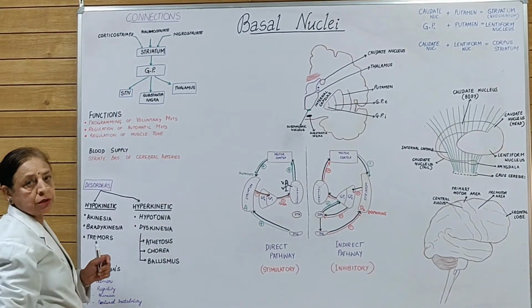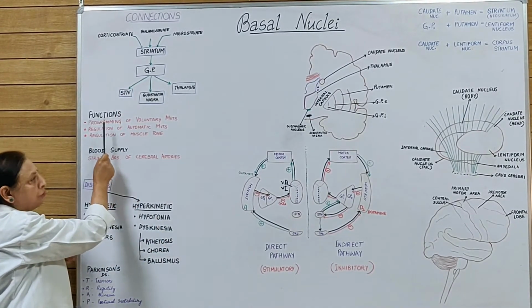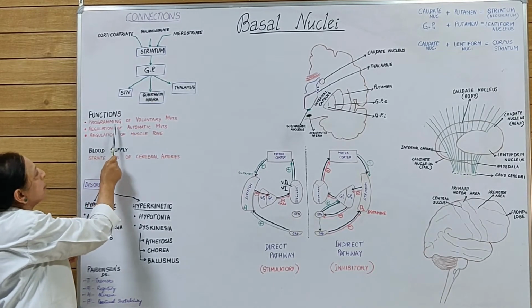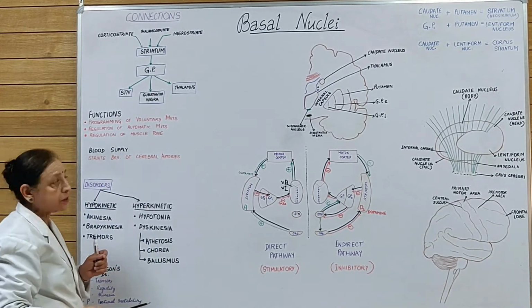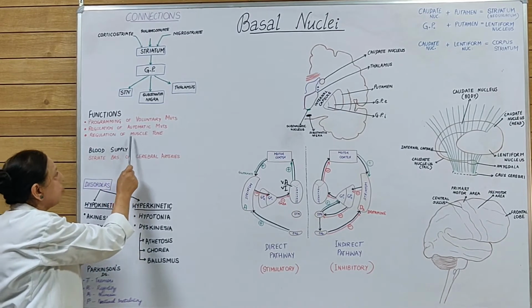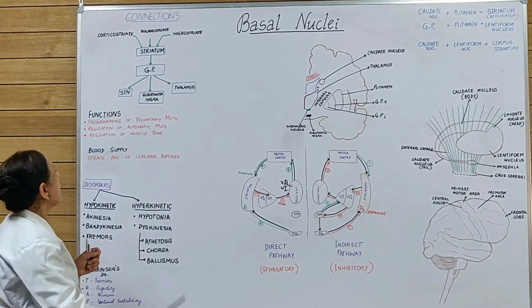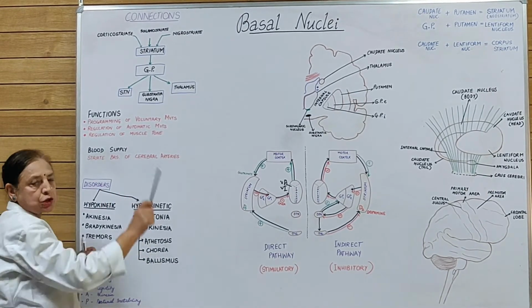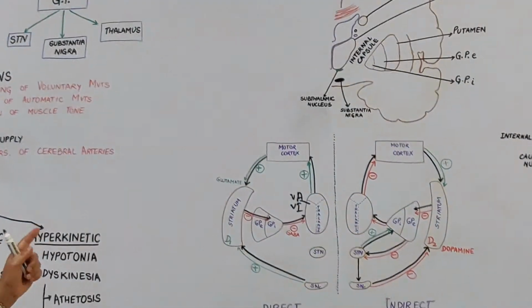After the connections, we talk about the functions. One is programming of voluntary movements. Second is regulation of automatic movements. And third is regulation of muscle tone.